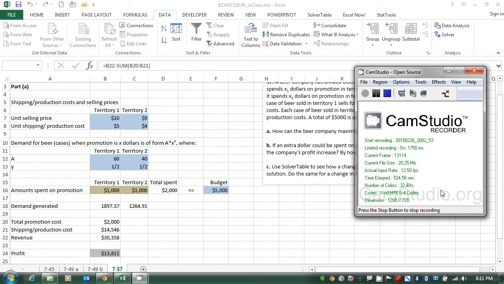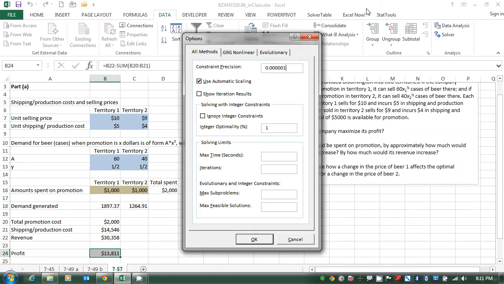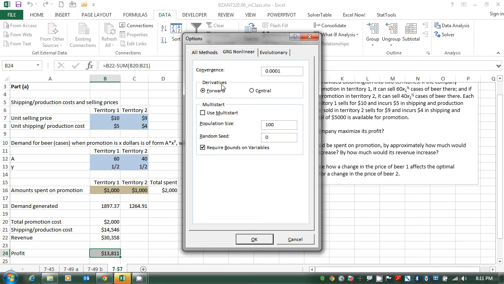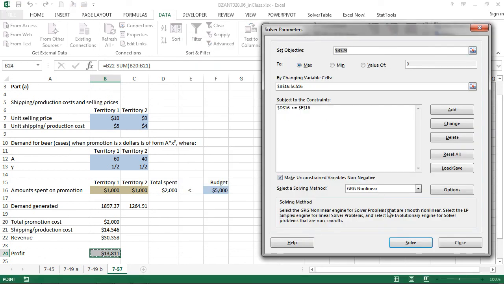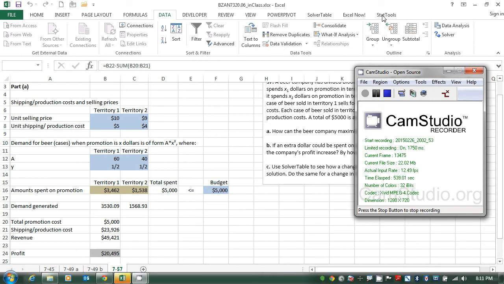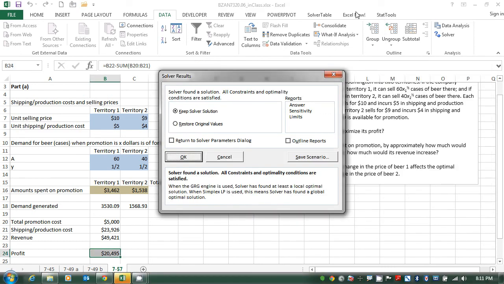So let's take a look and see what I've set up. All right, I'm not going to use multi-start this time. I'm just going to see what I get. So here goes. Solver found a solution. All constraints and optimality conditions are satisfied. Now wait a minute. Why did it not say in all probability it converged on a global solution? Shouldn't it have said that?